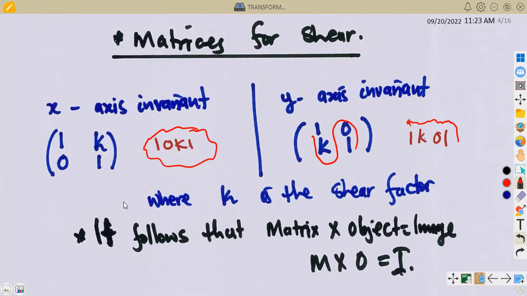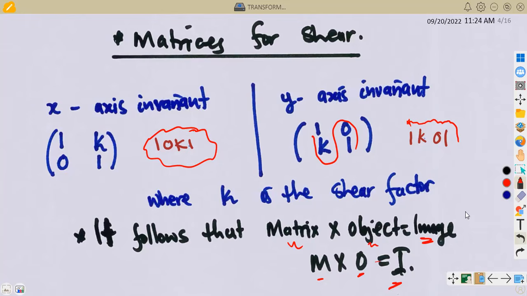It follows that, just as usual, your matrix multiplied by the object should give you the image. That one does not change. Which means the matrix that you have multiplied by the object gives you the coordinates of the image. So that is the idea for the matrix. You're supposed to know these matrices for shear. You're going to see the difference in these matrices later in the stretch part, where you'll be working with stretch.